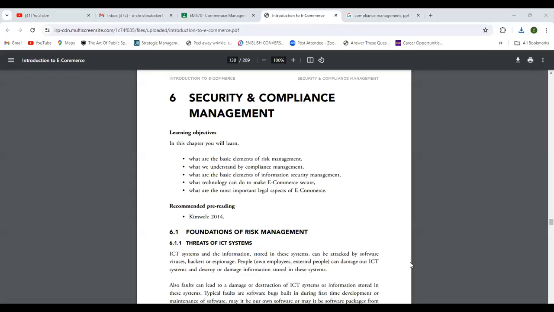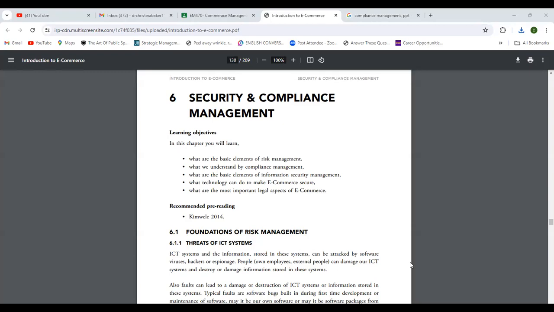So what are the basic elements of risk management? What do we understand by compliance management? What are the basic elements of information security management? What technology can we use to make e-commerce secure? What are the most important legal aspects of e-commerce?